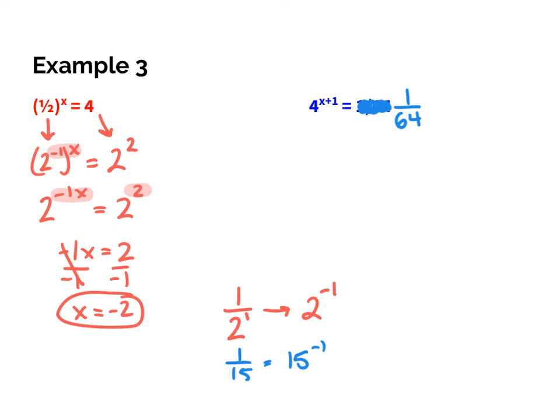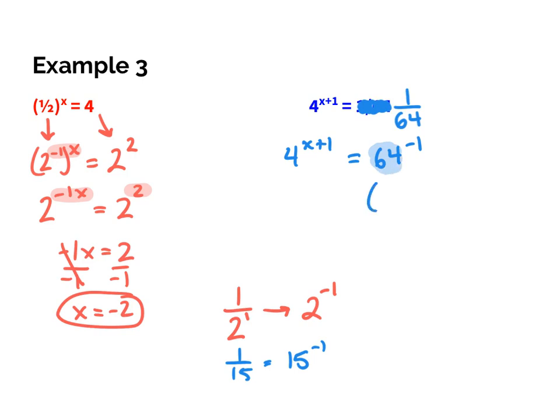I have 4 to the x plus 1 equals 1/64. So notice I have the fraction on the right side. So I'm going to keep the 4 to the x plus 1. 4 to the x plus 1 there. And then 1/64, I'm going to write that as 64 to the -1st power. Okay, now I want to make sure the bases are the same. So I have 4 to the x plus 1, 64 to the -1st. So what I want to do is change the base of 64. So I'm going to rewrite that.